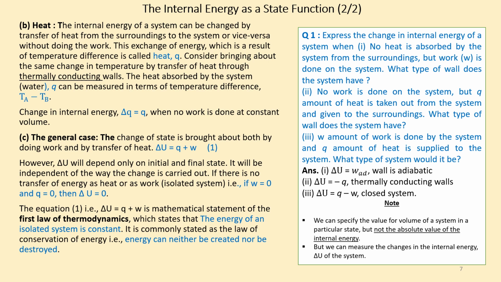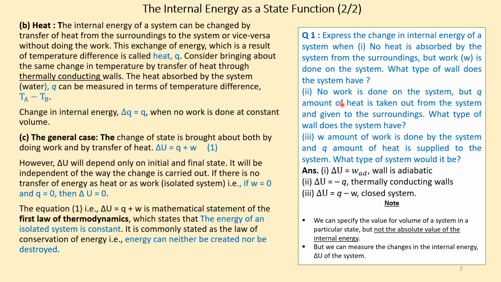Let us solve a problem. Question 1. Express the change in internal energy of a system when no heat is absorbed by the system from surroundings, but work is done on the system. What types of wall does the system have? So the first case is no heat is absorbed by the system from surroundings, but work is done on the system. In this case, delta U is equal to W adiabatic because no heat is transferred. So the wall is adiabatic.